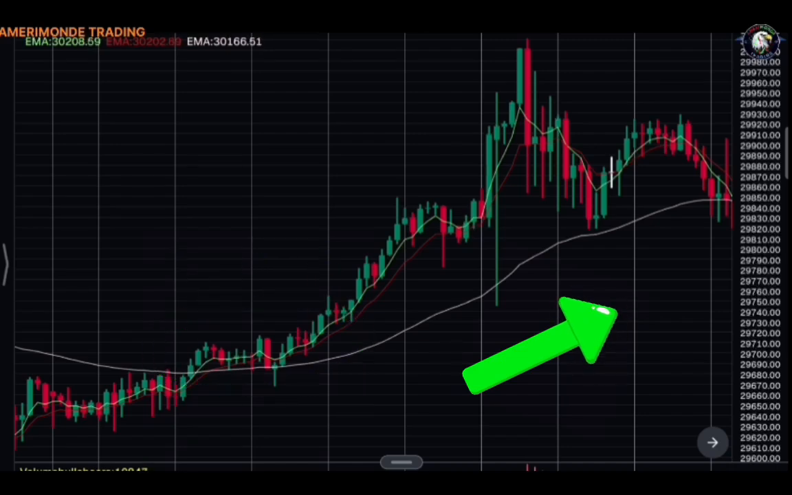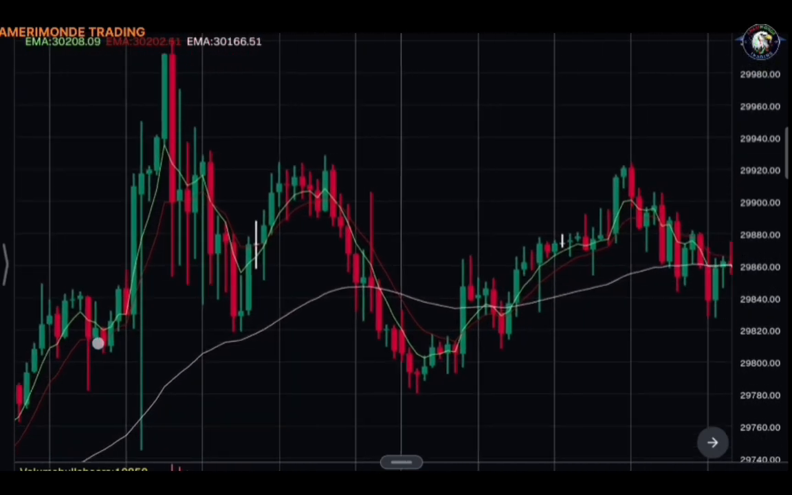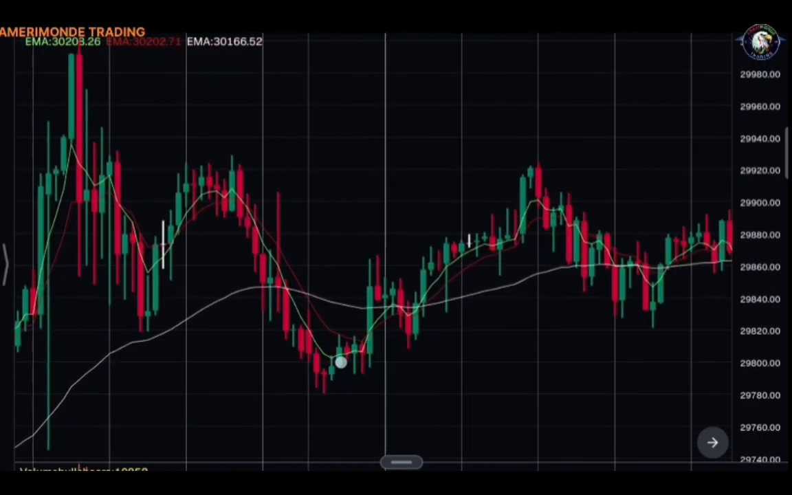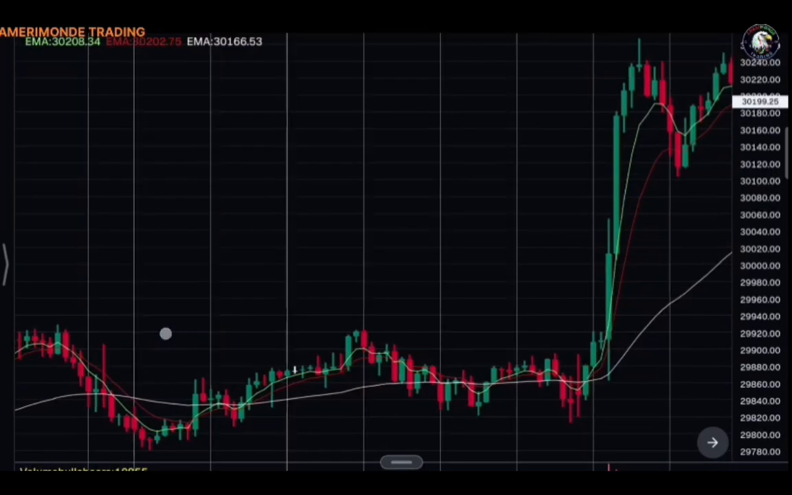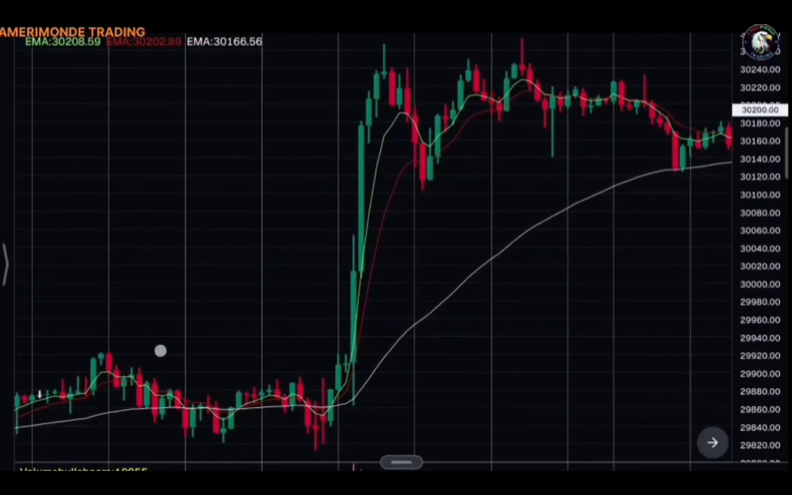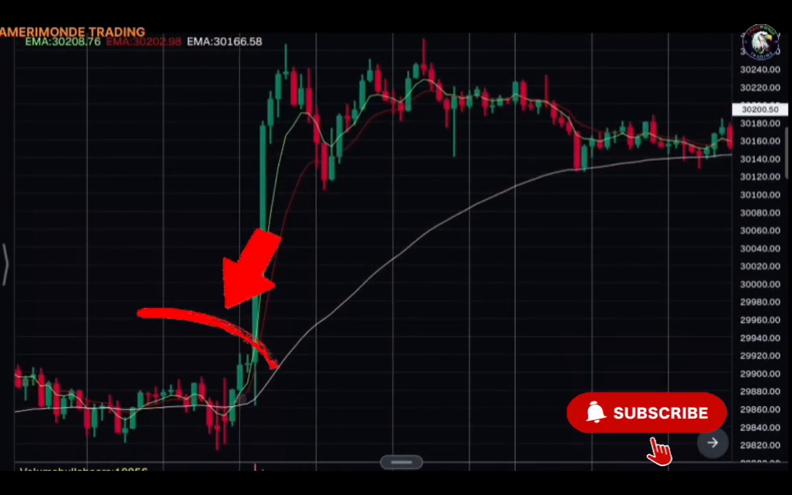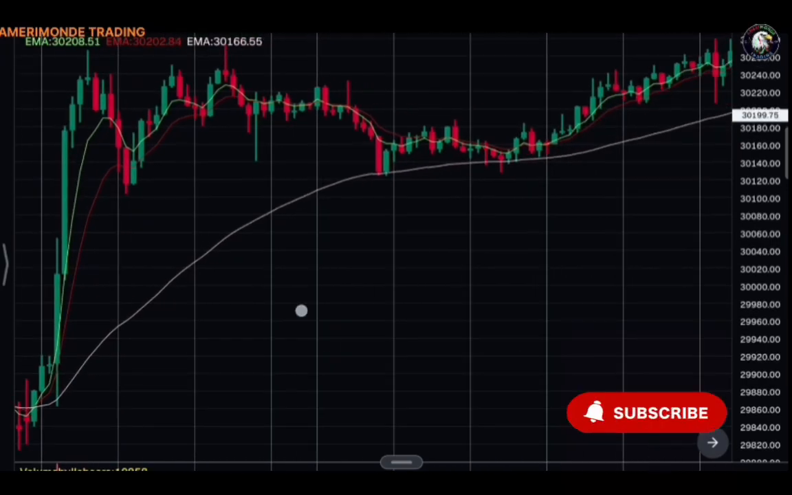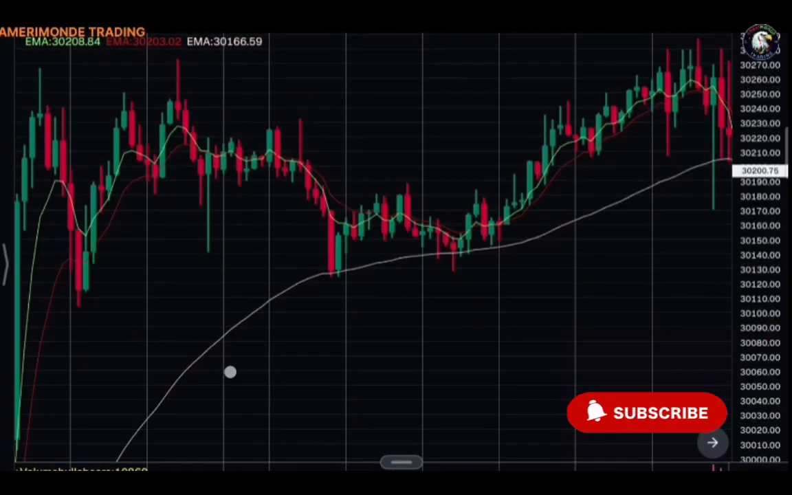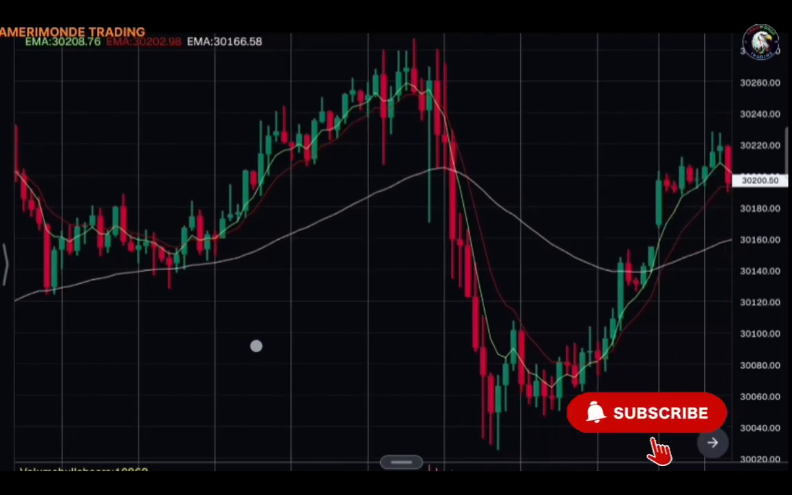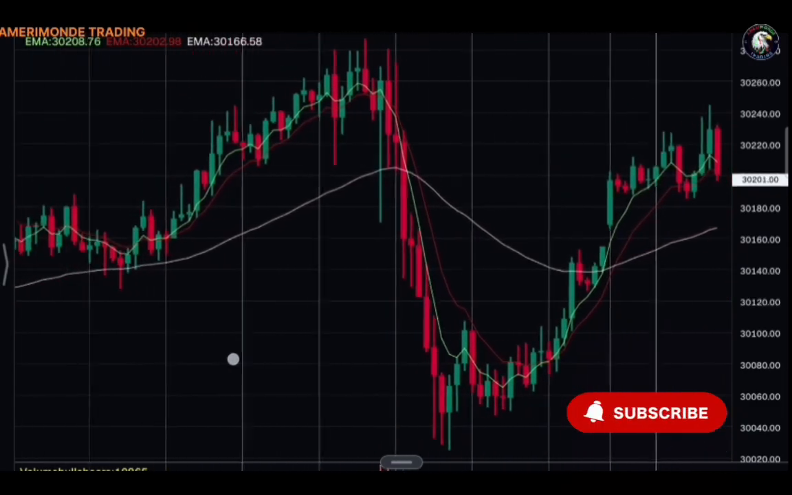And mistake number 3. The biggest. Don't trade when price is hugging EMA 55 sideways. When white line is flat and price is crossing it up and down, that's chop. That's no trade zone. You will lose. Wait for clear distance between white and price. Wait for the cross of green and red. That's the sniper setup. That's how Amerimonde trading trades it.